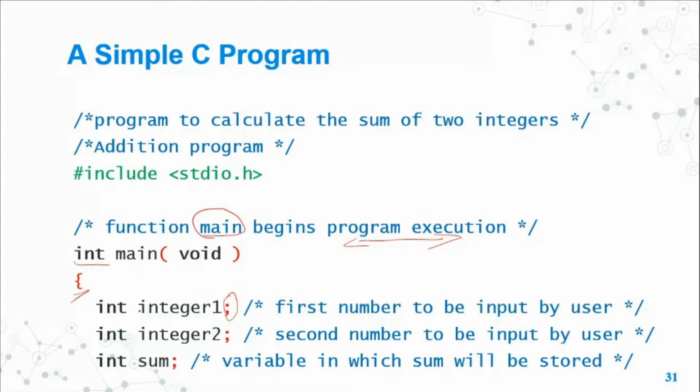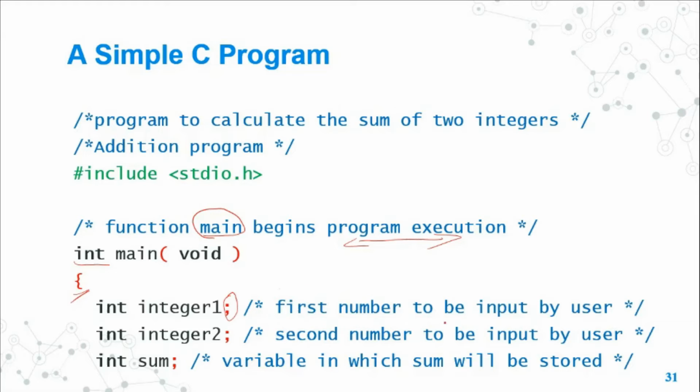So integer 1 is of type int. That is, this variable can hold only values of type integer. No floating point values can be held by this variable. This type of statement is known as the variable declaration. We will see details of variable declaration in the coming lectures. For the time being, you just understand that a variable is declared like this, int integer 1.